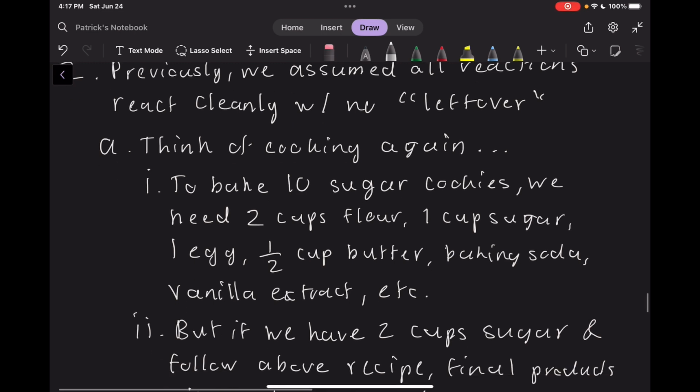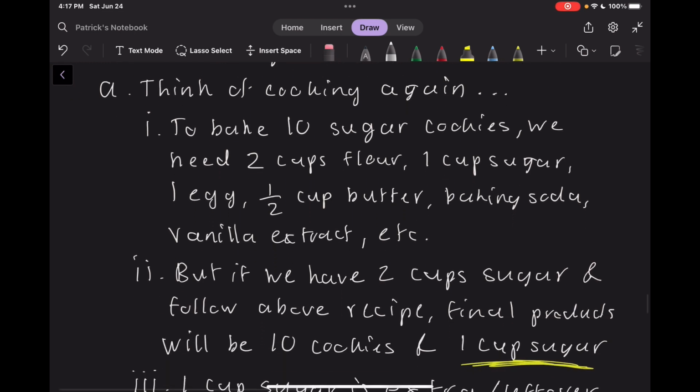If we think back to our cooking example, we can consider the case of sugar cookies. Let's say we're trying to bake 10 sugar cookies. We'll need different amounts of flour, sugar, butter, and so on. This particular recipe is recommending 1 cup of sugar. But if we have 2 cups of sugar available to us, we can follow this recipe to the letter and still end up with 1 extra cup of sugar that we didn't use to make our cookies.